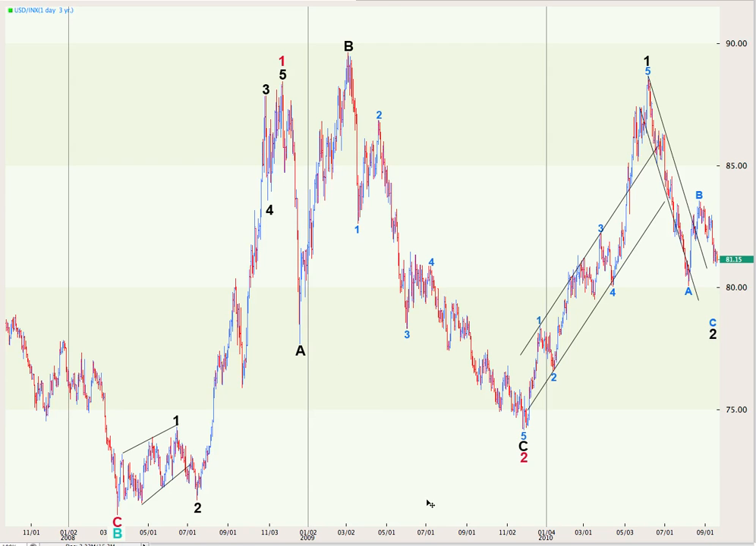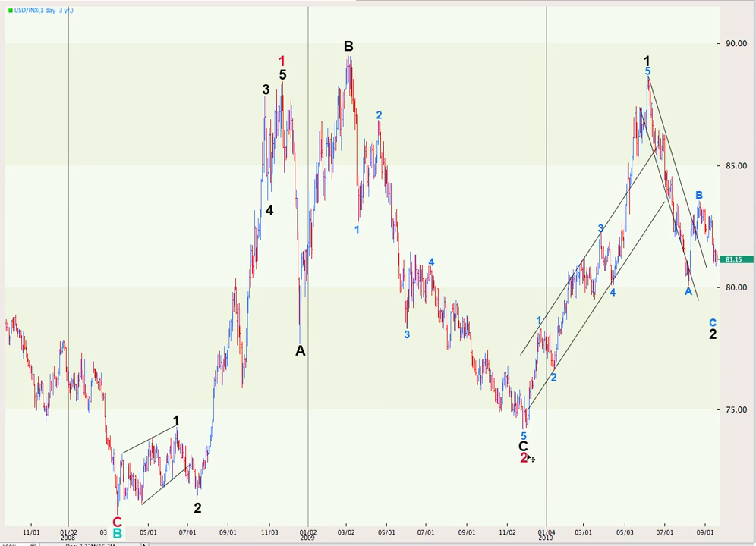This expanded flat correction, I say it's a textbook perfect because this A wave is a 3-wave structure, this B wave has a corrective count, and this C wave, I wouldn't want to count this any other way than a 5-wave structure. It's got a very clear 1, 2, 3, 4, 5, and each of these subwaves fits nicely into a trend channel.